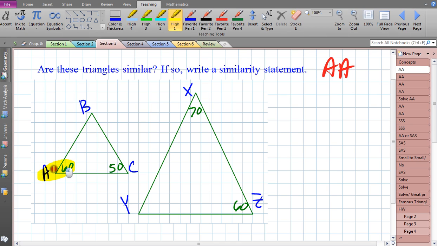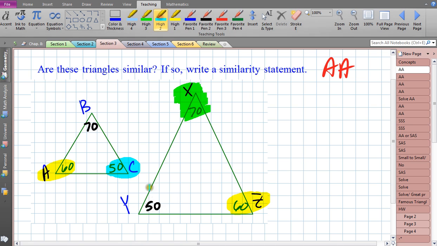So I first notice A and Z are congruent. They're both 60 degrees. But what I'm frustrated with is this triangle has a 50 degrees and this triangle has a 70. I'm using a different color in here. And they're not matching up. So it looks like we're stuck because we only have one angle, but if you look closer using the angle sum theorem, angle B turns out to be 70 and angle Y turns out to be 50.